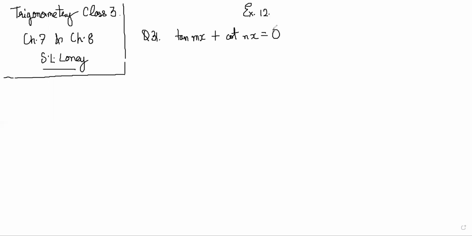This is the equation: tan mx plus cot nx is equal to 0. You have to solve for x and find the general solution of this equation. So the obvious thing to do is to convert it like this: tan mx is equal to minus cot nx, right? Now if I can write this as tan something, it will be nice. So I can write it as tan of pi by 2 minus nx, right?